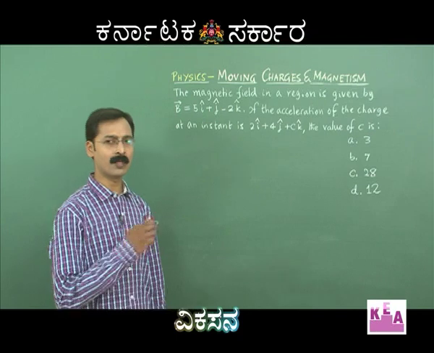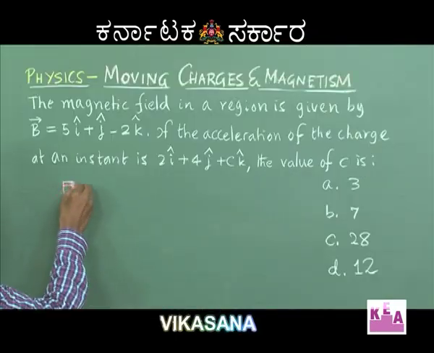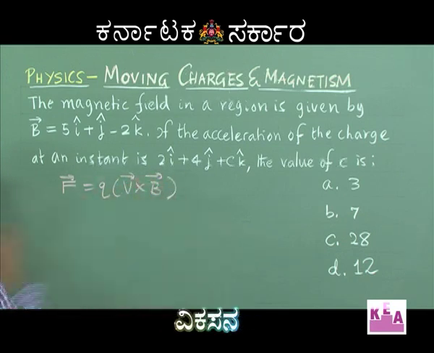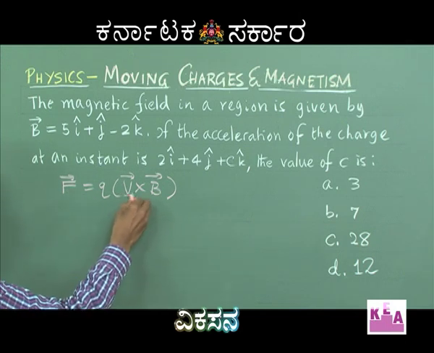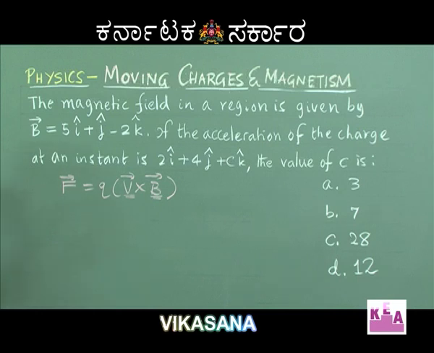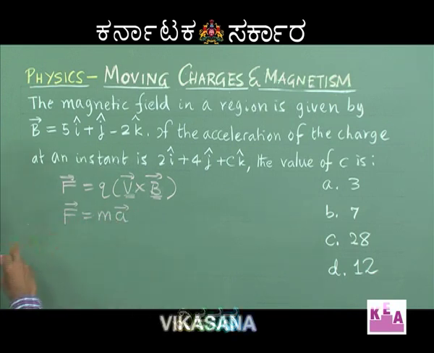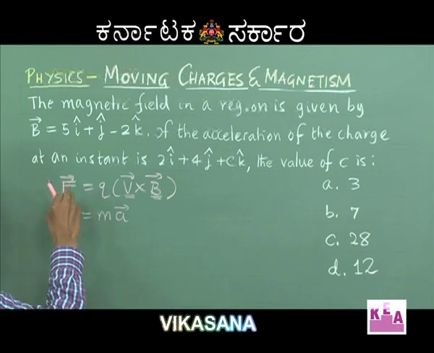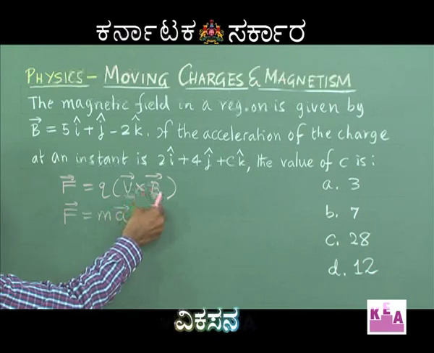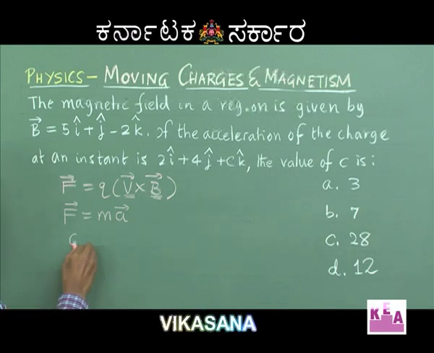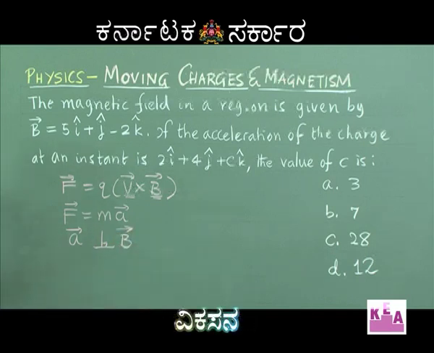Now, I will use the fact that force on a moving charge is given by q into v cross B, which implies that force is always perpendicular to velocity and is always perpendicular to magnetic field. By Newton's second law, F is equal to ma, which implies that force and acceleration are parallel to each other. Therefore, if velocity and magnetic field are perpendicular to force, velocity and magnetic field should also be perpendicular to the acceleration when the charge moves in a magnetic field. Therefore, acceleration is perpendicular to magnetic field when the charge moves in a magnetic field.